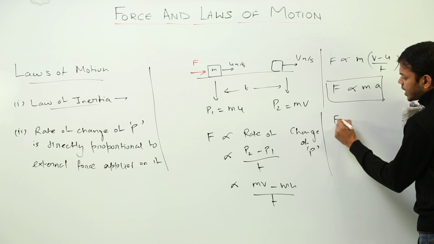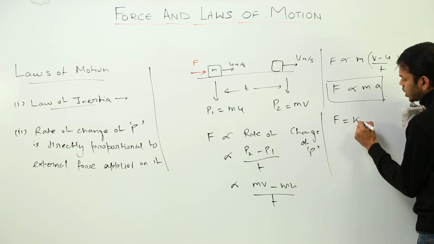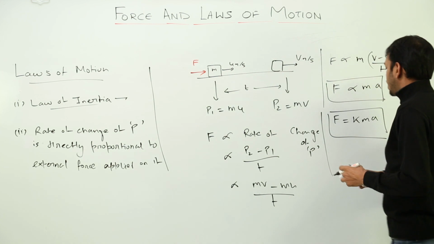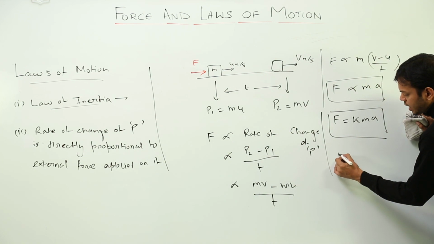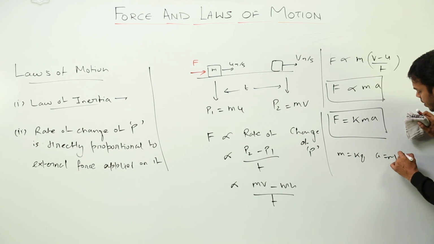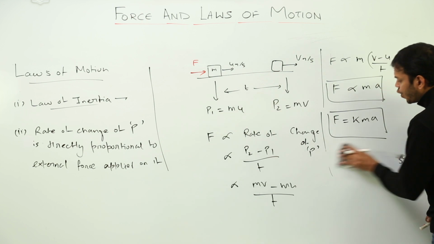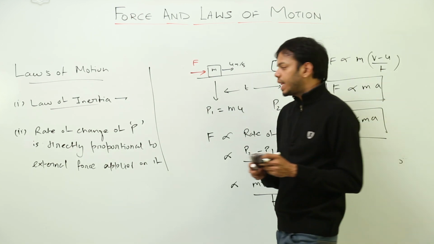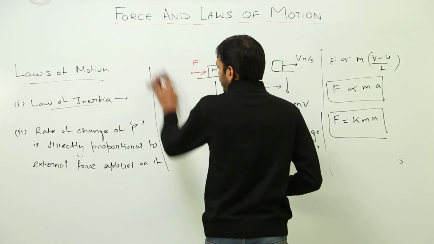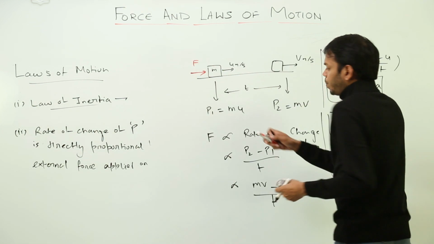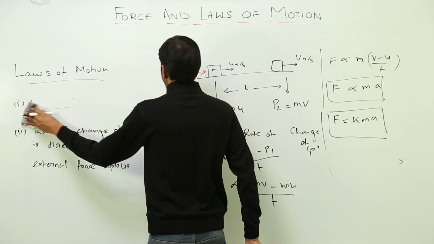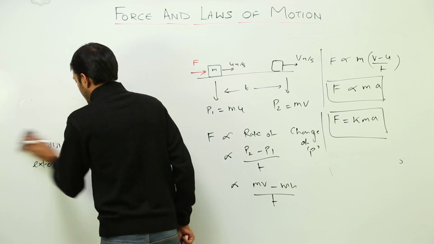Now to put an equality sign, I have to write a constant k, right? This is also a valid equation. Now the SI unit of mass is kg, and the SI unit of acceleration is meter per second square. So the SI unit of force is so chosen that the constant's value k comes out to be 1. I hope you have noted it down.